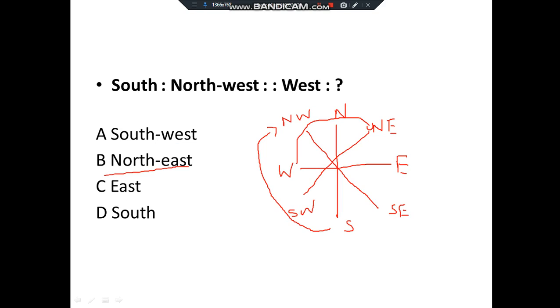Next question is based on direction. See, south is to northwest. Similarly, west is to what? So draw the direction diagram. You'll find that from south to northwest, it is a movement in the anti-clockwise direction, 135 degrees. So similarly, move from west in the anti-clockwise direction 135 degrees. You'll get it as northeast, okay?